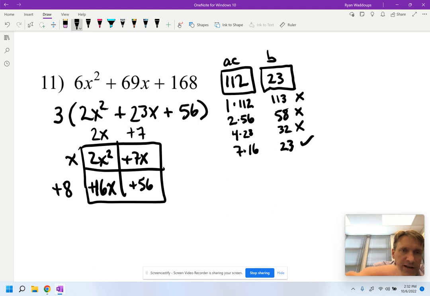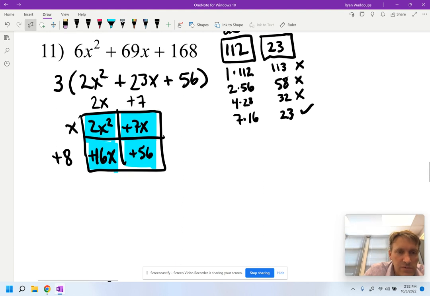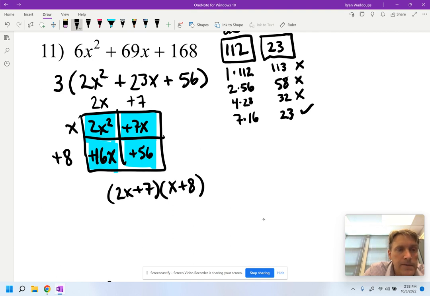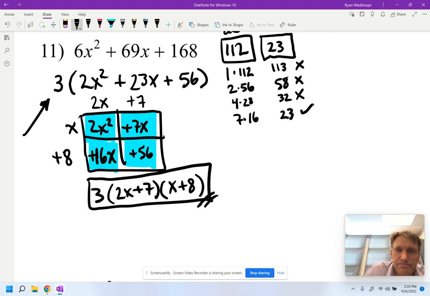And then I just go through and double check to make sure that I've multiplied this out. 2x times x is 2x squared. x times 7 is 7x. 2x times 8 is 16x, and 8 times 7 is 56. So those work. Now I just need to write out my factors: 2x plus 7 times x plus 8. And I want to remember the 3 that I factored out at the beginning, so I'm going to put the 3 out here in front. And those are the factors.